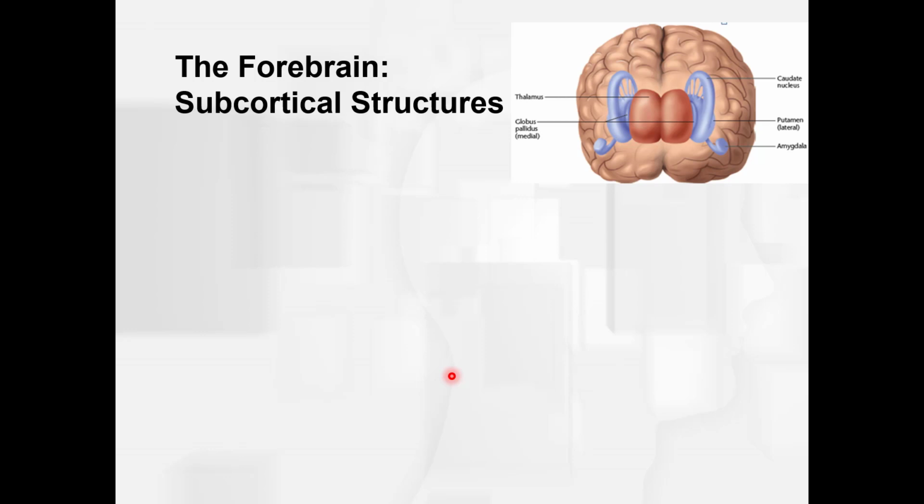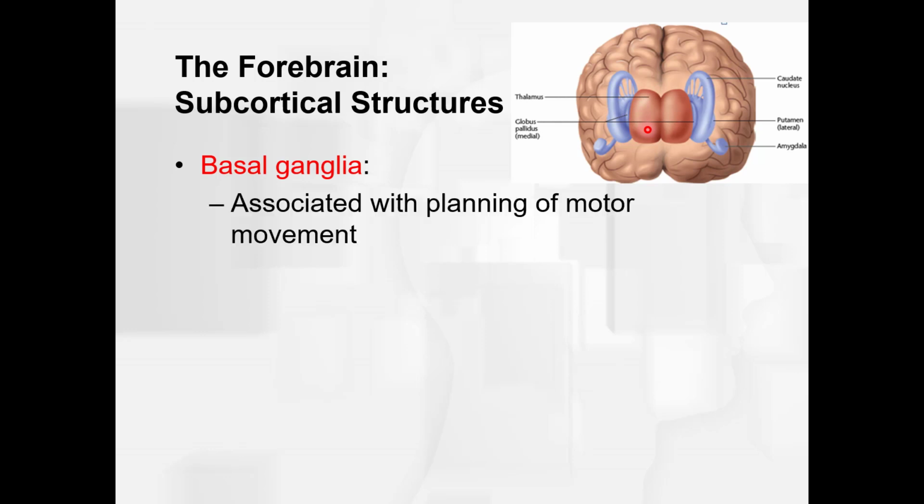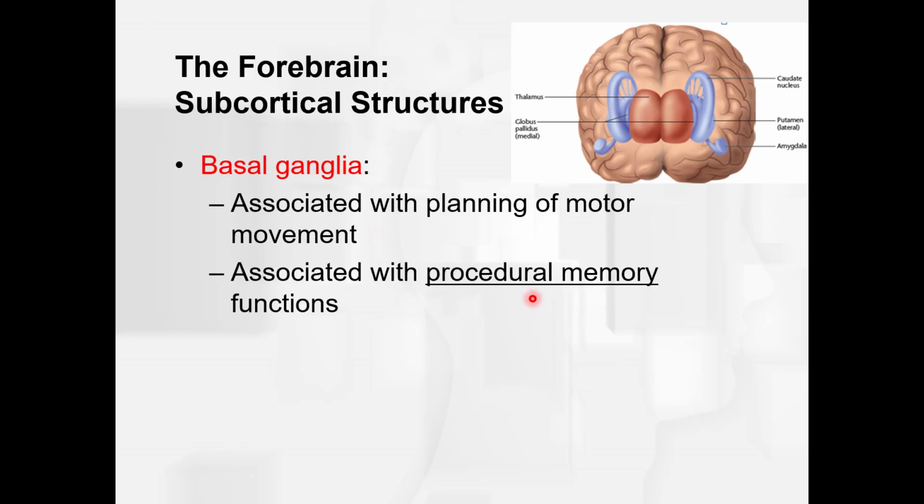Next area of the brain we're going to discuss is the basal ganglia. And so that's what you see here, the different components of the basal ganglia being your globus pallidus, your caudate nucleus, and your putamen. The thalamus here isn't really part of the basal ganglia, but it does play an intricate role in communicating with the basal ganglia and allowing the initiation of movement. So the basal ganglia is associated with the planning of a movement, in particular, a procedural memory.